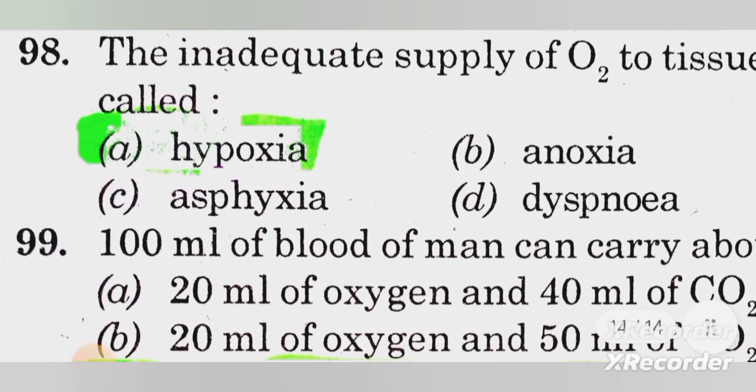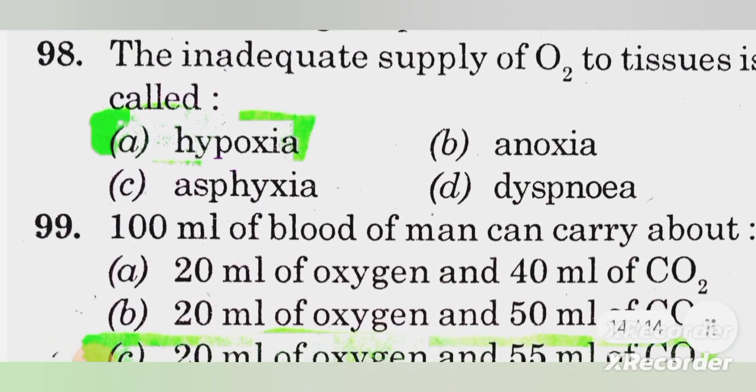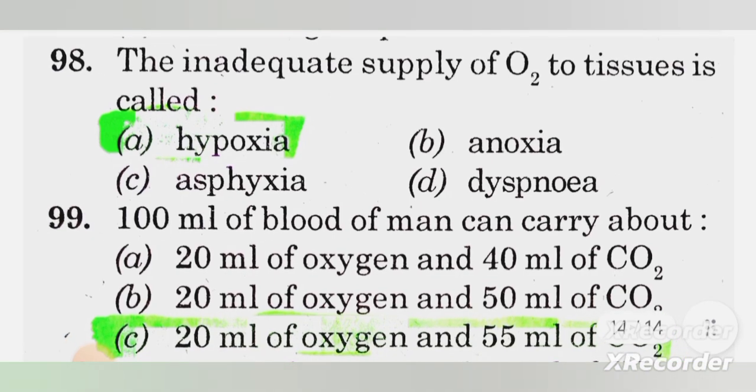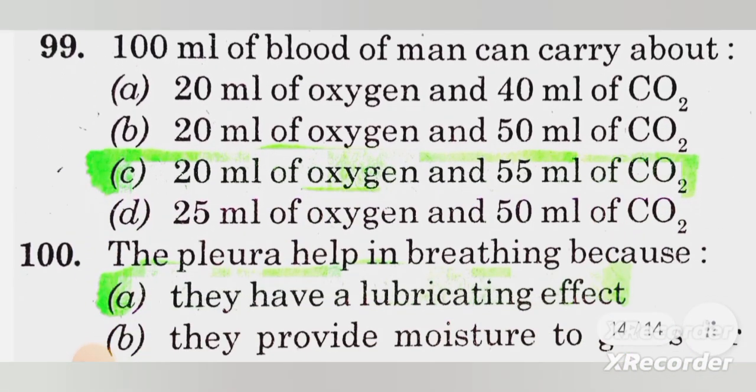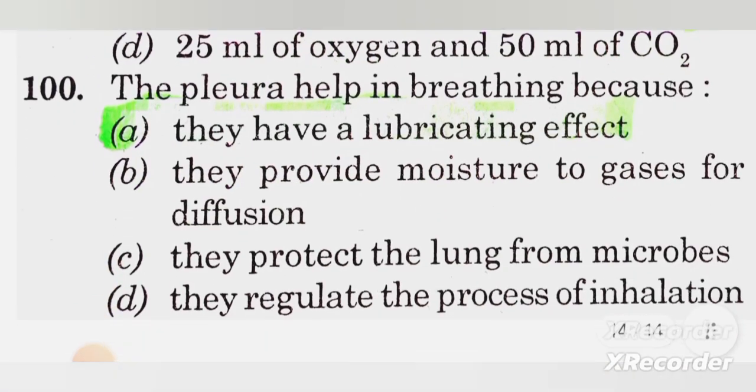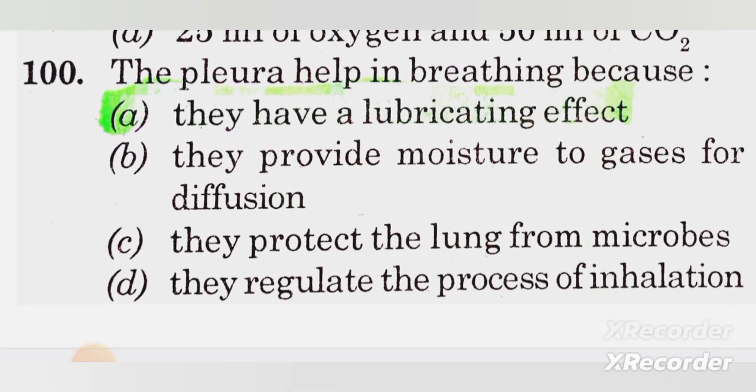Next, 98. The inadequate supply of oxygen to tissue is called, answer A, hypoxia. Next, 99. 100 ml of blood of man can carry about, answer C, 20 ml of oxygen and 55 ml of carbon dioxide. At last, 100. The pleura helps in breathing because, answer A, they have a lubricating effect.